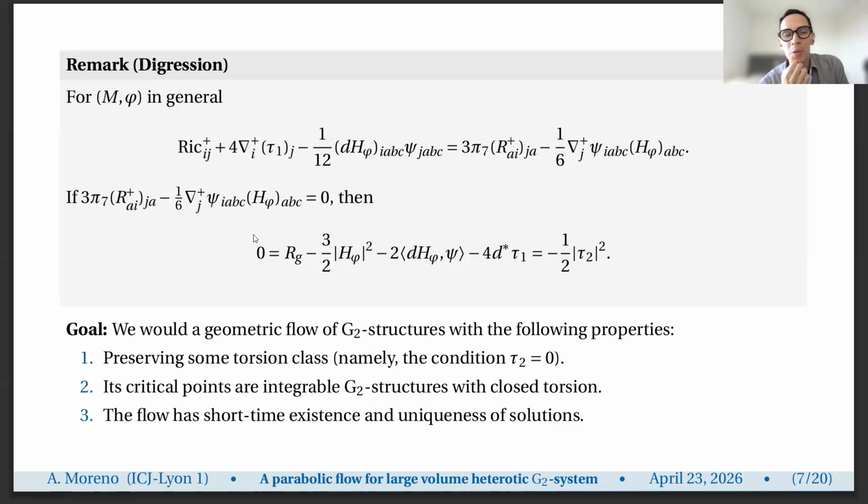what we wanted was to introduce a geometric flow preserving some torsion class, hopefully the integrable condition. We also wanted the critical points to be integrable G2 structures with closed torsion, at least. And of course, the most important property, that the geometric flow has short-time existence and uniqueness.